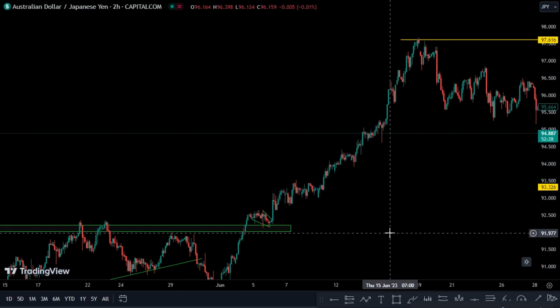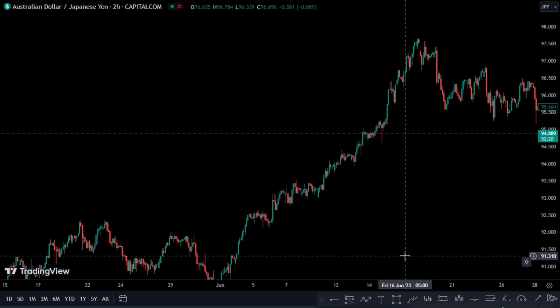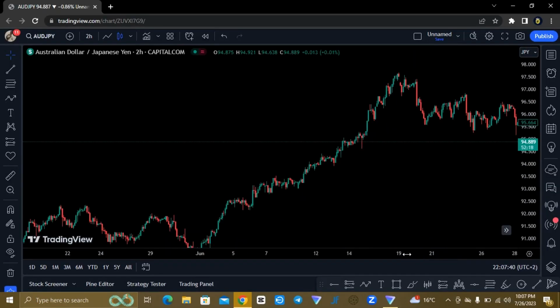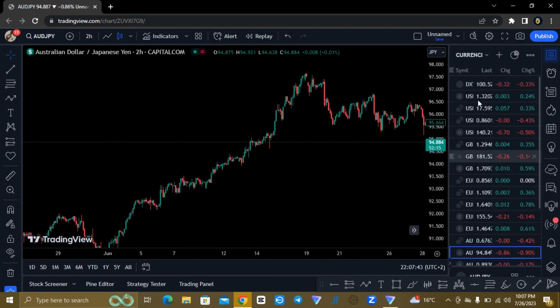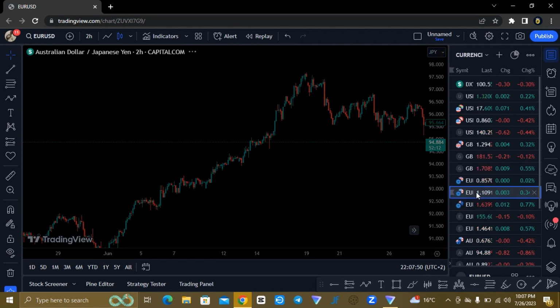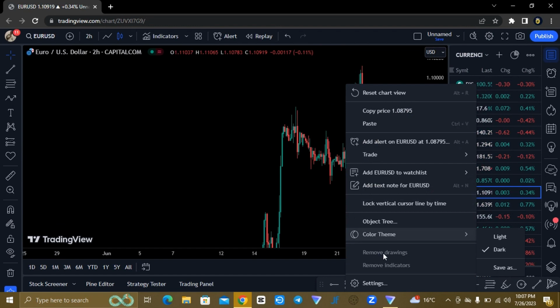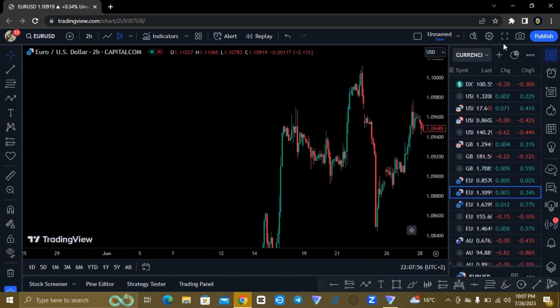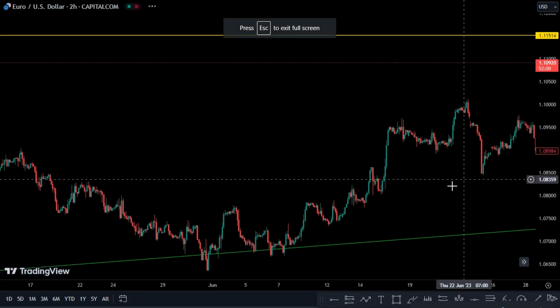Let's just change the pair and go look for this type of pattern on a different instrument, so that you can fully grasp this concept and see that it works across multiple other instruments. Okay, let's take EU. Okay, there are no drawings here.